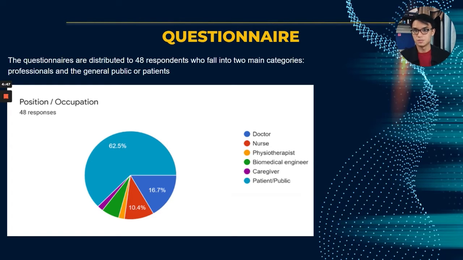Our group distributed a questionnaire and collected around 40 respondents who fall into two main categories, which are professional careers and the general public patients. Most of the respondents are patients and public people, and around 37% of our respondents are from professional careers.